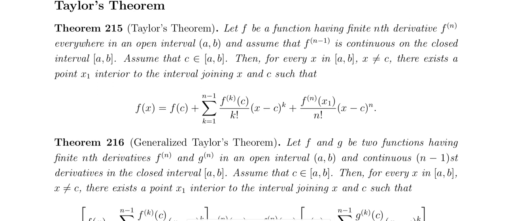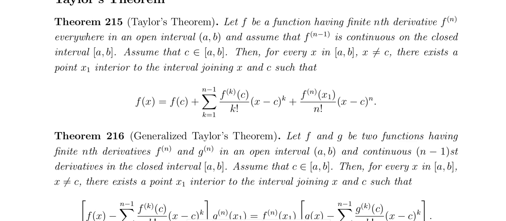Taylor's theorem, actually. Suppose the function has a finite nth derivative, f power n, everywhere in the open interval (a, b), and f power n minus 1 is continuous on the closed interval [a, b]. Let c belong to the closed interval [a, b], and let x be in [a, b], x is not equal to c.